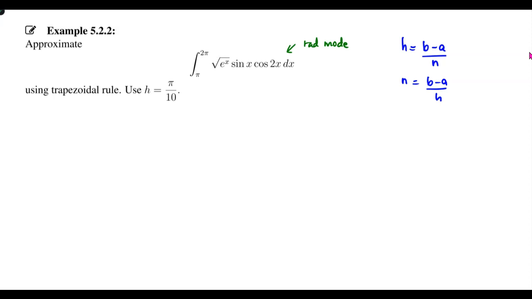So first things first, you need to get your n. So n is equal to b minus a over h. So b is your upper limit.